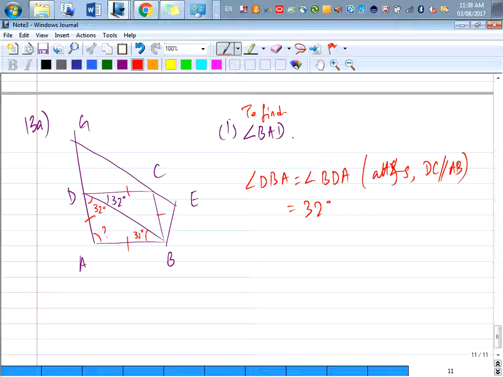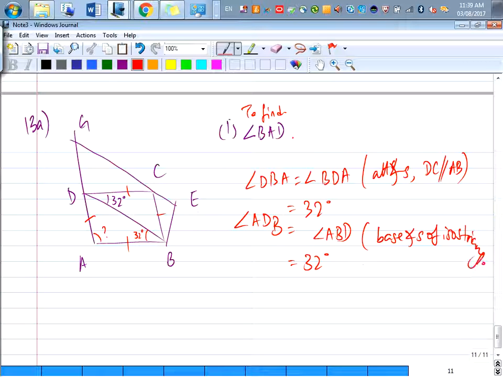I haven't finished yet. I'm just illustrating. Okay, then since this is 32, angle BAD is equal to 180 degrees minus 32 degrees minus 32 degrees. This is angle sum of a triangle. There is one more step first. I have this as 32. Then angle ADB is equal to angle ABD, which is 32 degrees. Reason: base angles of isosceles triangle. And finally, we can solve for angle BAD.